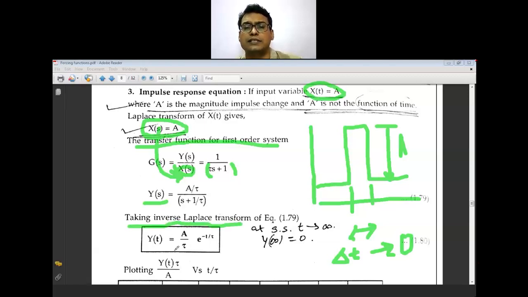Taking the inverse Laplace transform of this, you will get A upon tau e raised to minus t upon tau. So this is the impulse response equation, that is y(t) equal to A upon tau e raised to minus t upon tau. How is this simplified? Simply by substitution and simplification. Sometimes you require partial fractions, then the values of c1, c2, c3 are calculated, and then you take the inverse Laplace transform and get the final y(t) as the response, the output equation.